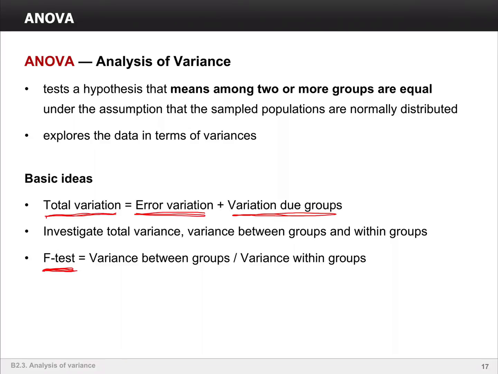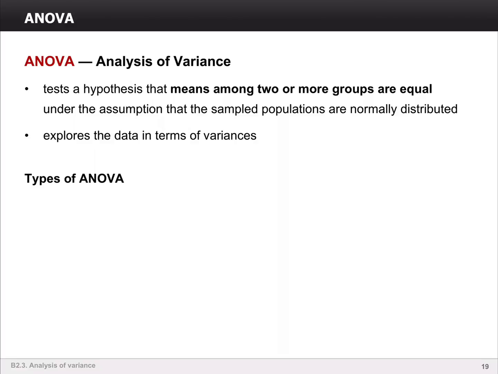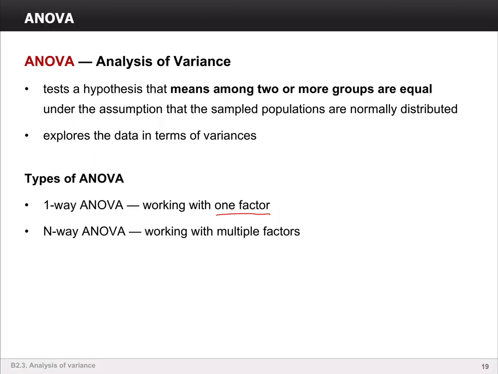Now let's take some examples. First of all, there are two types of ANOVA. Actually, the algorithm is the same, but it's easier to explain how ANOVA works using these two types. The simplest type is one-way ANOVA, where you work with only one factor. For example, if you have diet and three different diets, it's one-way ANOVA because you have only one factor, diet, regardless of how many levels you have. If you have more than one factor, it's n-way ANOVA.